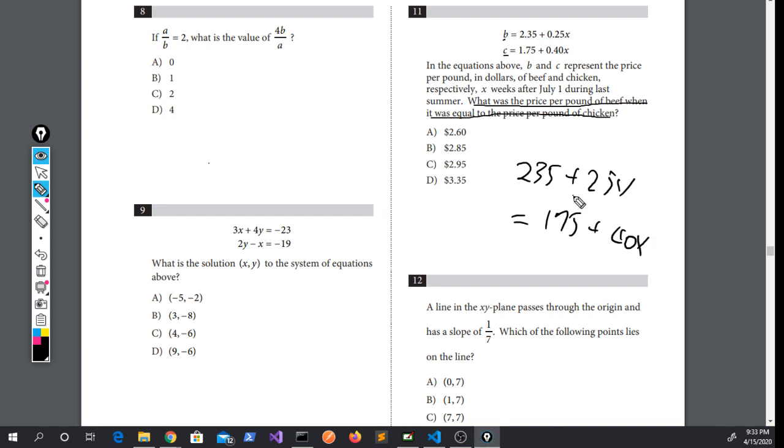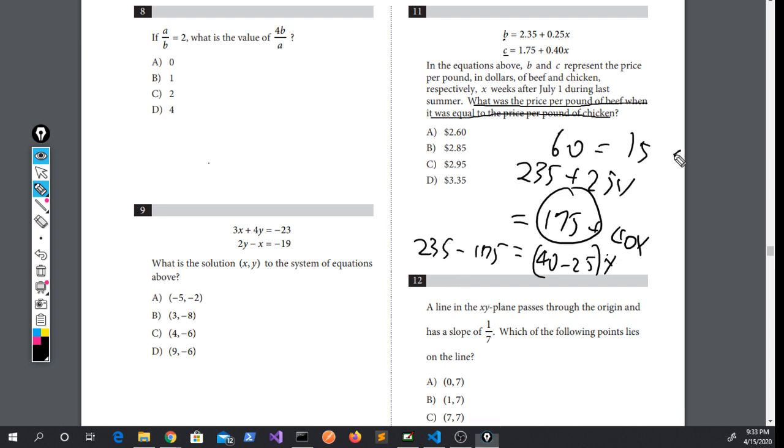And what are you going to do? Move this over and it becomes negative. 235 minus 175 is equal to 40x minus 25x. Okay, so x is 15. And what's that? Is that 60? Yeah, it's 60. So then x is 4.